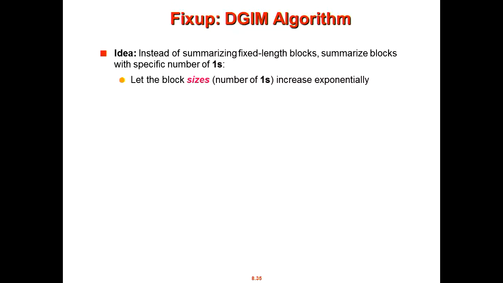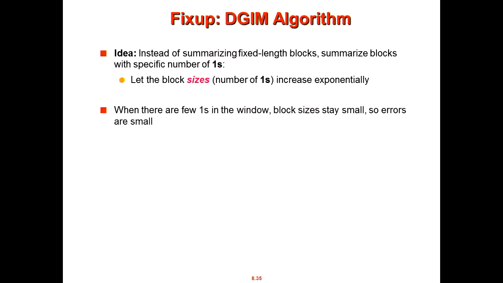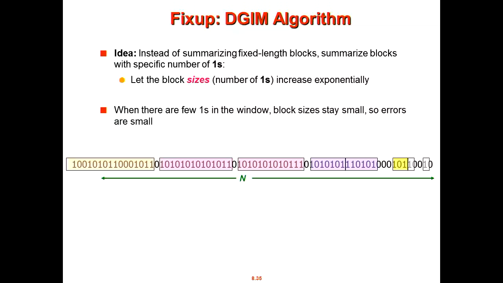So the block sizes increase exponentially. We store 1 block that contains only 1 one, and the next block contains 2 ones, and another block contains 4 ones. But for these blocks, even though they have the same number of ones, their covering bits may be different. And if there are few ones in the window, the block sizes stay small, so the errors are small as well.